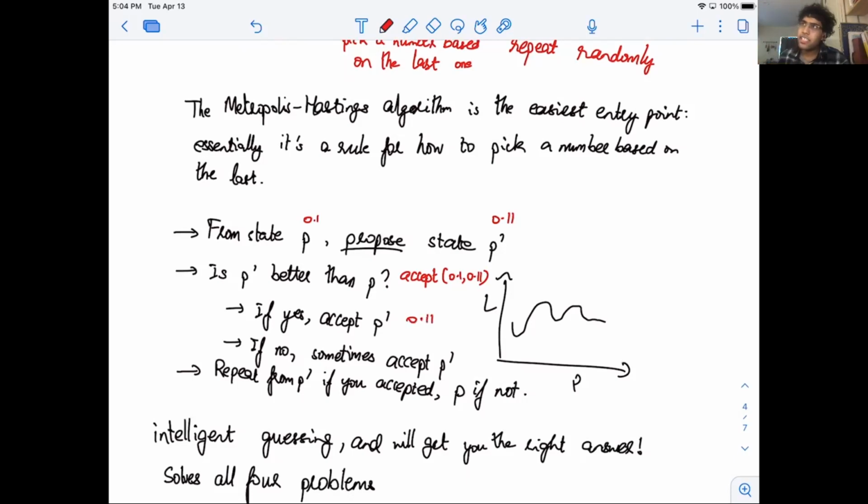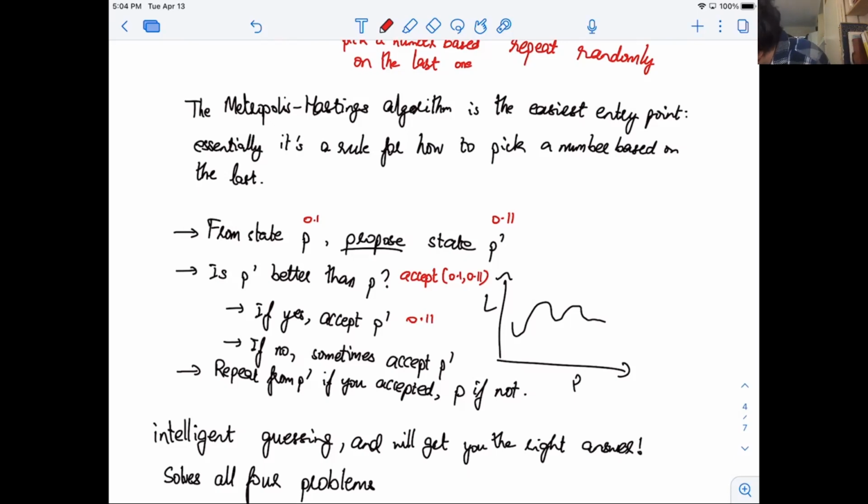If no, you should sometimes still move there. And there is a very precise way to figure out exactly what the probability of doing that should be. That's, again, not really important because it's not what you're going to be working with as a scientist. You're not going to be directly tuning these probabilities, but you are going to be working with the overall results of this process. Even if 0.1 is a good description, you should sometimes still go to 0.11.